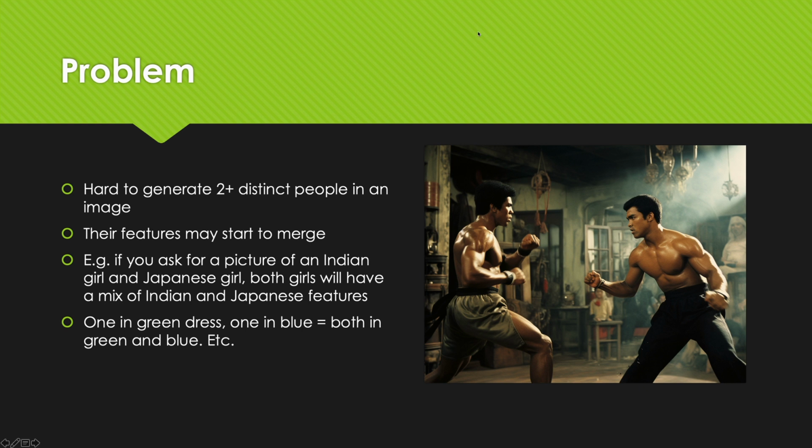And then if you see this image on the right, this is supposed to be Muhammad Ali fighting Bruce Lee. You can see they both have kind of a mix of each other's features. Muhammad Ali's features and Bruce Lee's features are kind of on both of their faces. It's obviously clear who each one is supposed to be, but it's not quite what we're looking for yet.